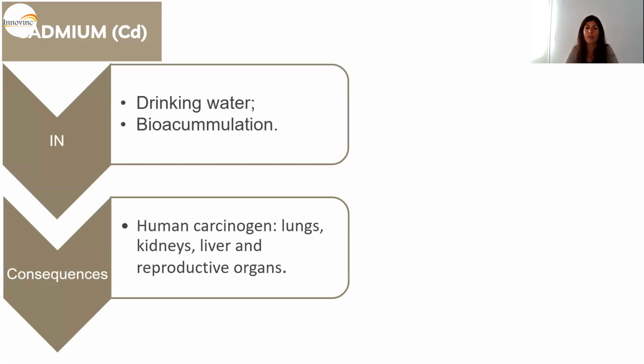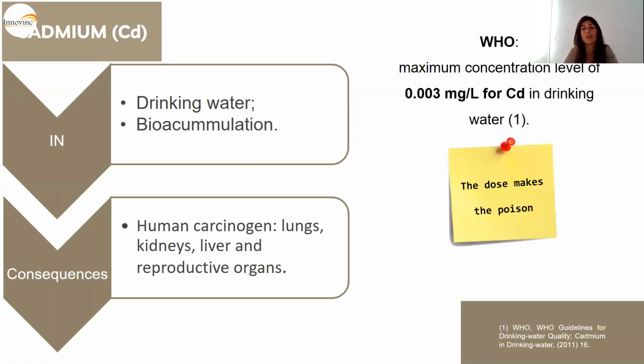Among these pollutants, it is cadmium that is affecting human health through drinking water and bioaccumulation. One of the most important consequences of cadmium exposure is the generation of human cancers. So the World Health Organization has established a maximum concentration for cadmium levels in drinking water. As all of us know, the dose makes the poison.